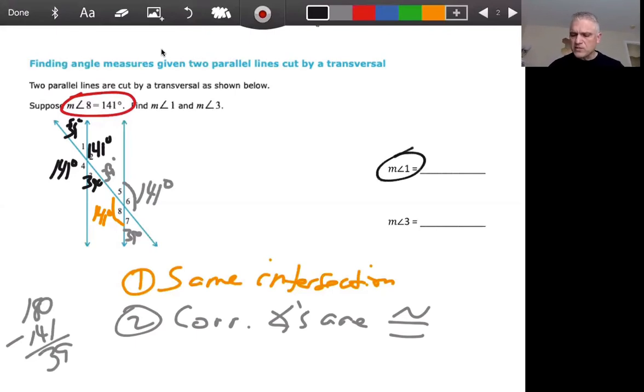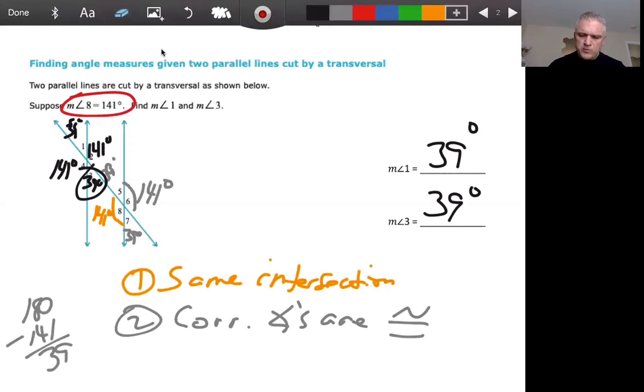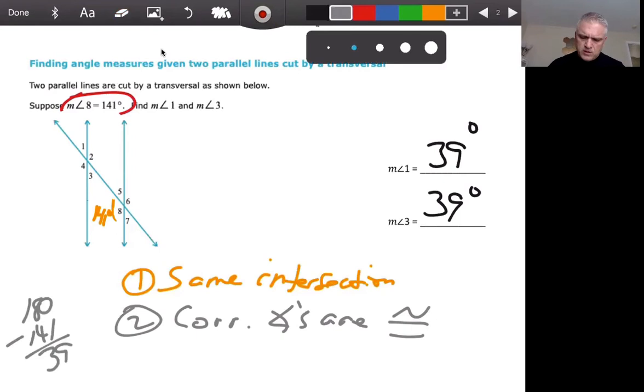So now let's just look at what they're asking us. What's angle 1? Angle 1 was 39 degrees. Angle 3 was also 39 degrees. Right? So just to make sure that we are prepared for future topics, let's look at the relationship here between 8 and 3. Angle 8, which they gave to us, and angle 3, they're same side interior, the consecutive interior. One of them is obtuse and one of them is acute, right? They are supplementary. Just a quick heads up.